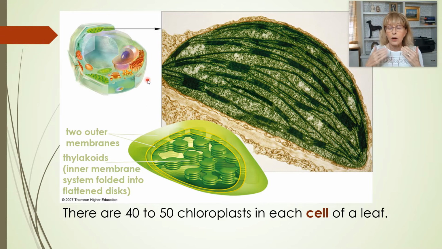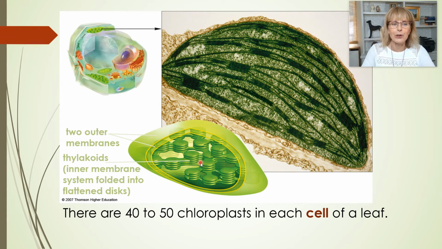Let's look a little bit more at the structure of a chloroplast, right? The structure of a chloroplast. And chloroplasts in land plants have got two outer membranes. Remember the mitochondria, it just had one outer membrane. Chloroplasts have two. But like the mitochondria, the sort of action part of a chloroplast is the inner membrane.